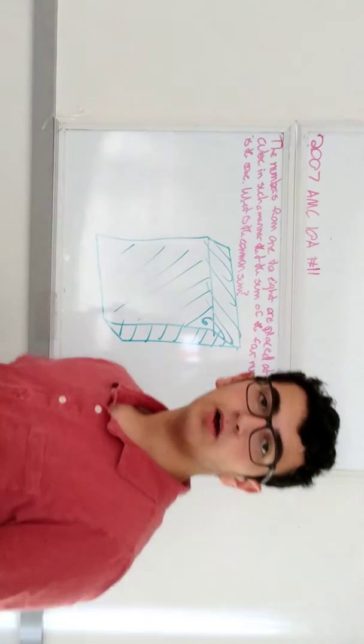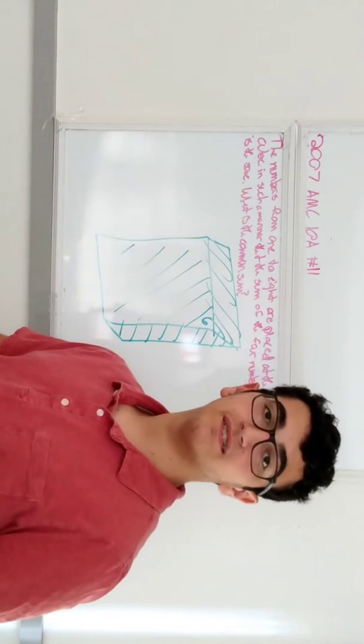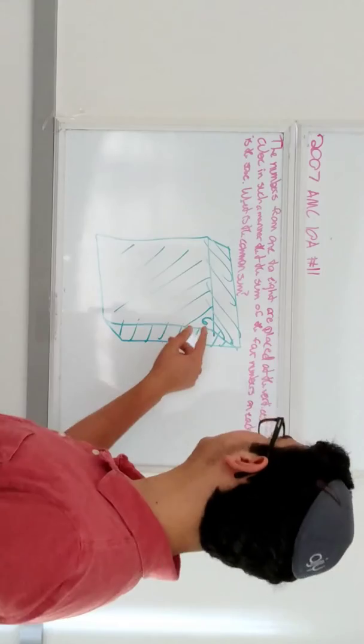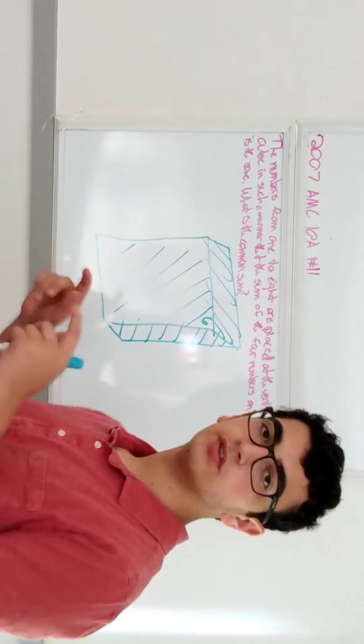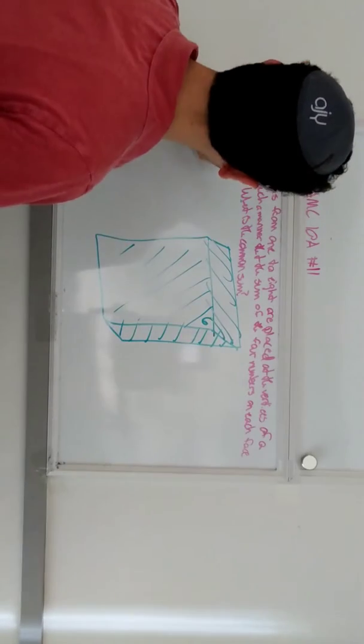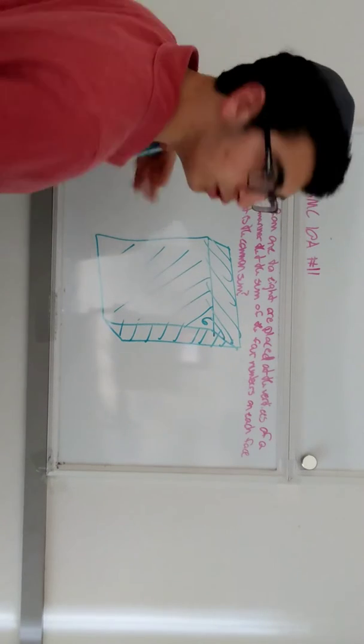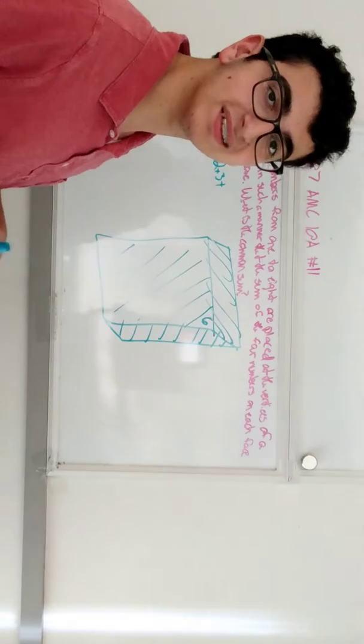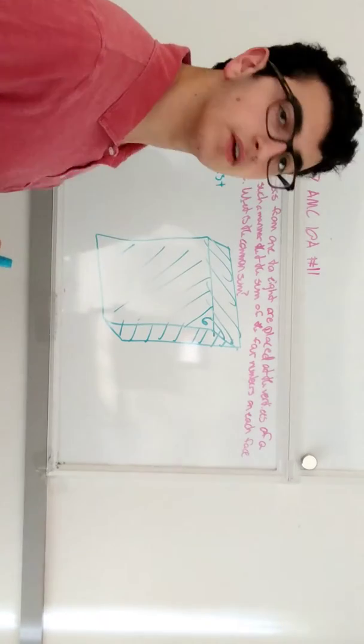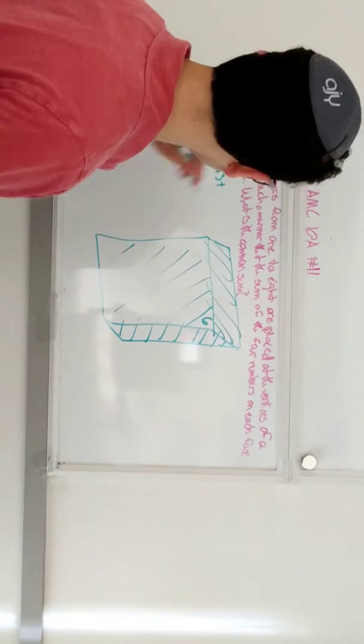So the sum of the numbers on the faces is going to be 3 times 1 plus 2 plus 3 all the way to 8. So we need to find out what 1 plus 2 plus 3 all the way to 8 is, multiply it by 3, and then we'll be able to find the sum of the numbers of the faces altogether.